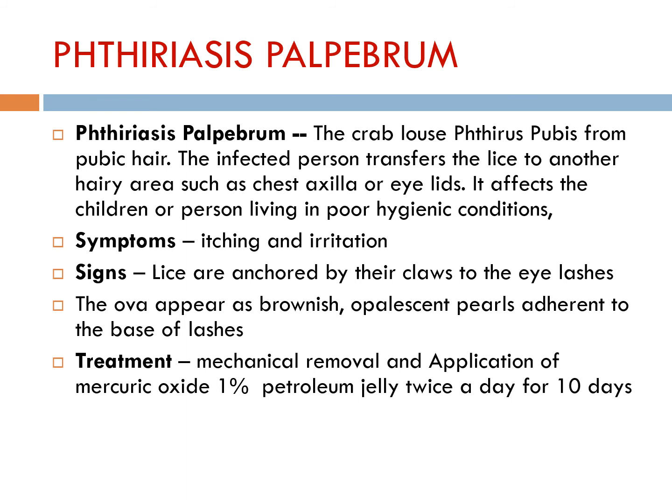The infected person transfers the lice from another hairy area such as the chest, axilla, or eyelids. It affects children or persons living in poor hygienic conditions. Symptoms: itching and irritation. Signs: the lice are anchored by their claws to the eyelashes.